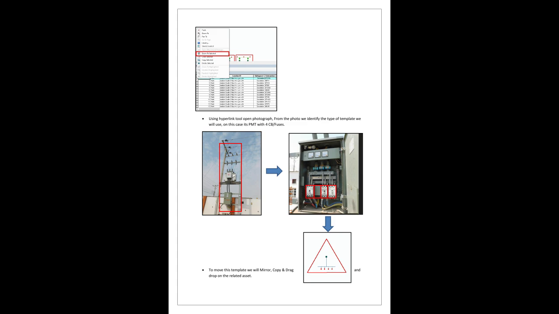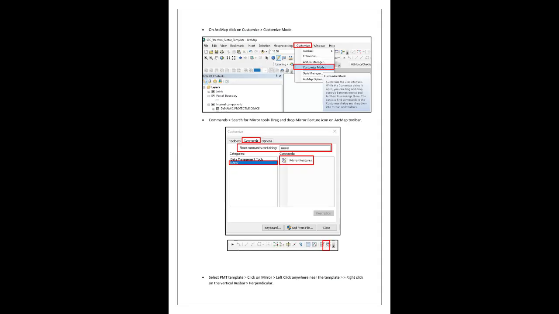To move this template we will mirror, copy, and drag and drop it on the related asset. On ArcMap, click on Customize Mode. Under Commands, search for the Mirror tool, and drag and drop the Mirror Feature icon onto the ArcMap toolbar. Select the PMT template, click on Mirror, left-click anywhere near the template, then right-click on the vertical bus bar, perpendicular.